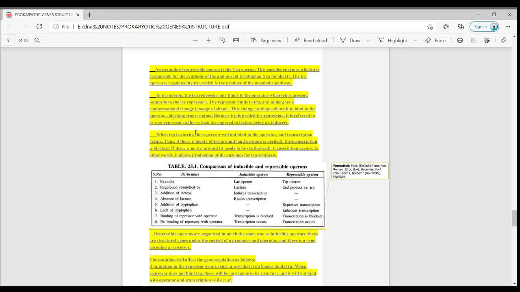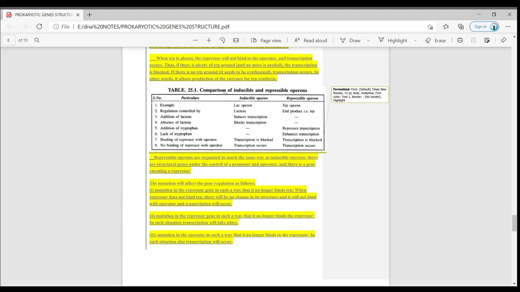Whereas in the presence of tryptophan, the repressor will bind to the operator and transcription will be blocked. In the absence of tryptophan, the transcription will occur, and in the presence of tryptophan, the transcription will get blocked or stopped. In other words, it allows the production of the enzymes for tryptophan synthesis.